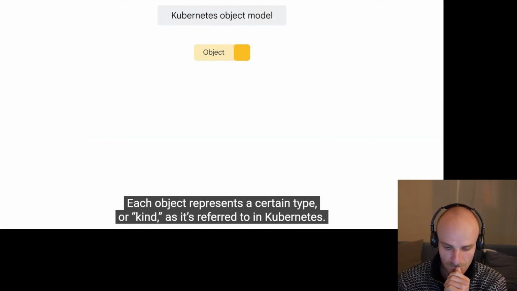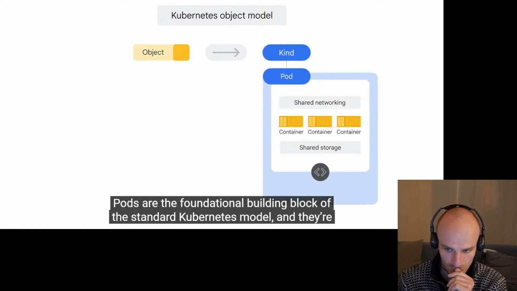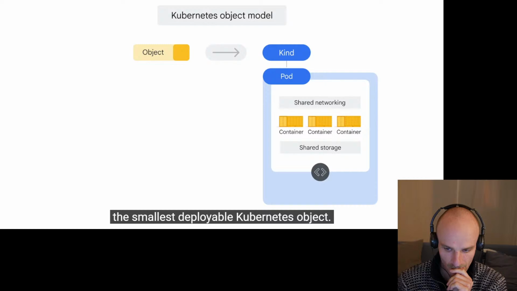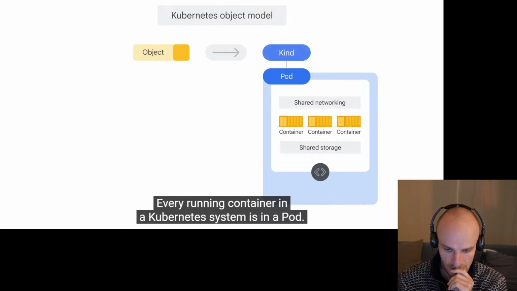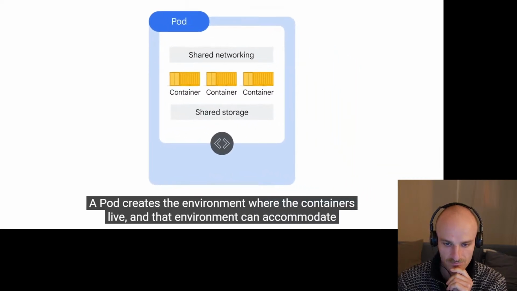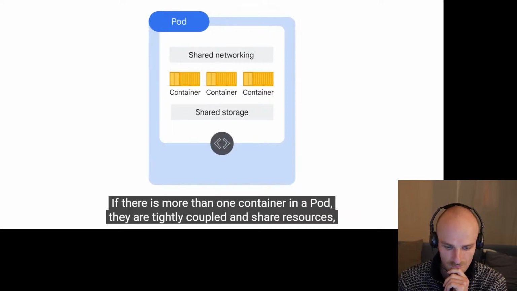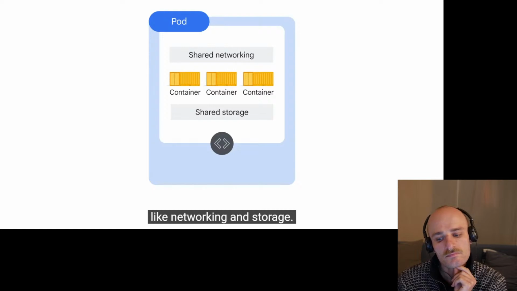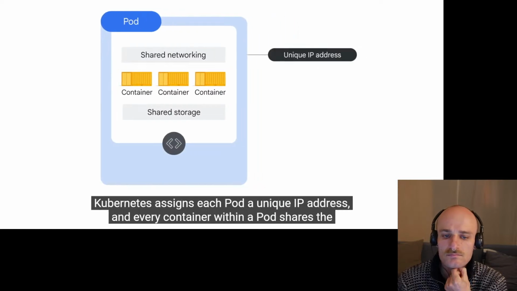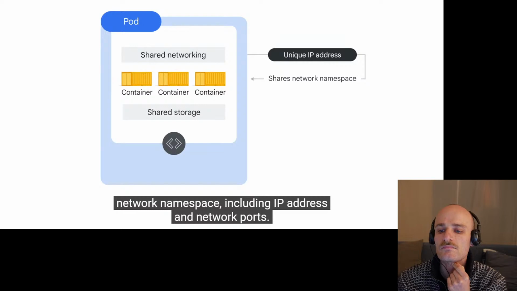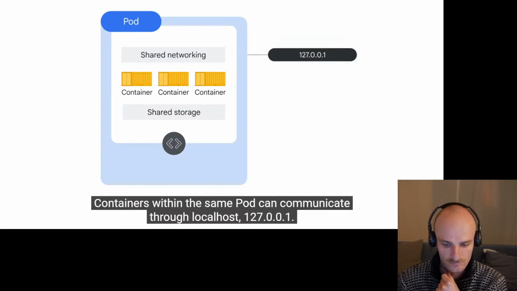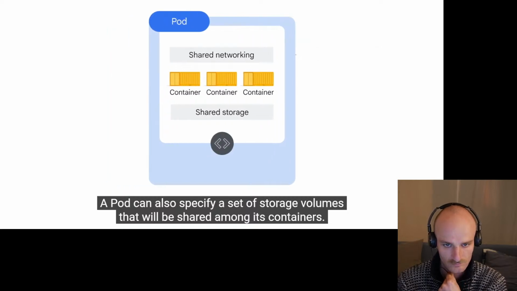Each object represents a certain type, or kind, as it's referred to in Kubernetes. Pods are the foundational building block of the standard Kubernetes model, and they're the smallest deployable Kubernetes object. Every running container in a Kubernetes system is in a pod. A pod creates the environment where the containers live, and that environment can accommodate 1 or more containers. If there is more than 1 container in a pod, they are tightly coupled and share resources, like networking and storage. Kubernetes assigns each pod a unique IP address, and every container within a pod shares a network namespace, including IP address and network ports. Containers within the same pod can communicate through localhost 127.0.0.1. A pod can also specify a set of storage volumes that will be shared among its containers.